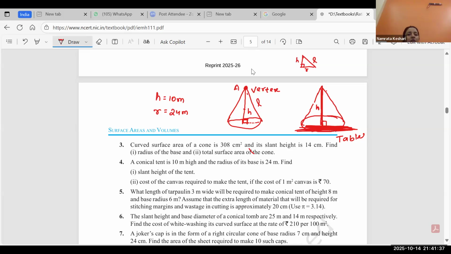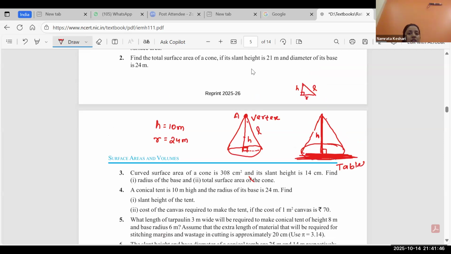Yes, ma'am. Now we can use Pythagoras theorem. If any two sides are given and the third we have to find, easily we will be able to find it by using Pythagoras theorem, because it's a right angle triangle. Making sense? Yes, ma'am.